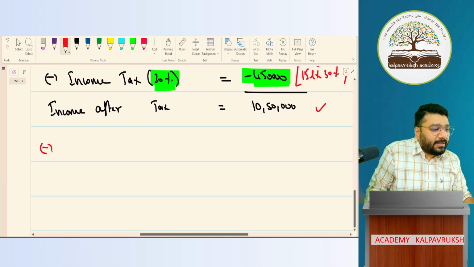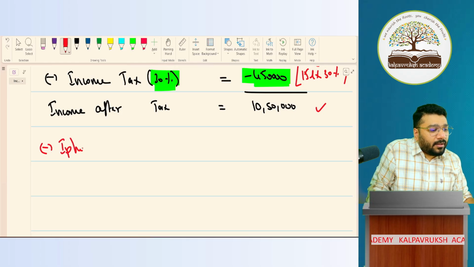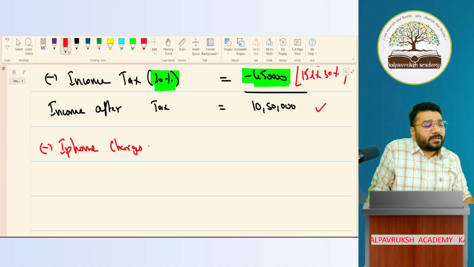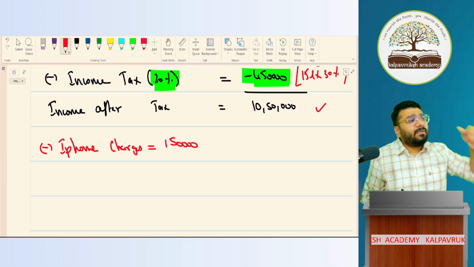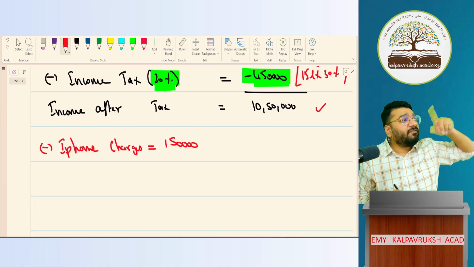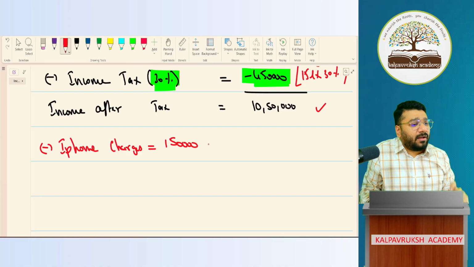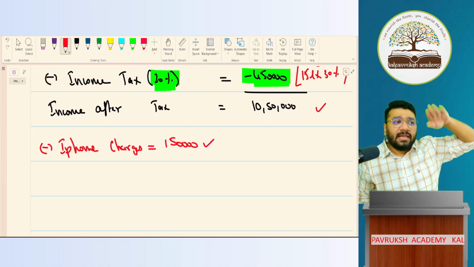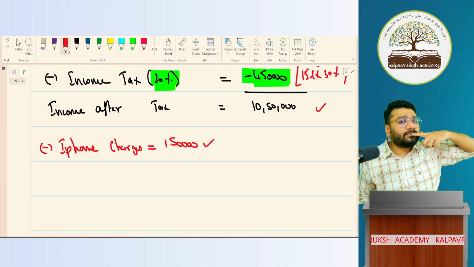Now minus iPhone charges. How much is the base price? 150 is the base price. But tell me one thing. The shopkeeper who is selling the phone to you, will he sell the iPhone only with 150? With this, he'll collect some tax also.